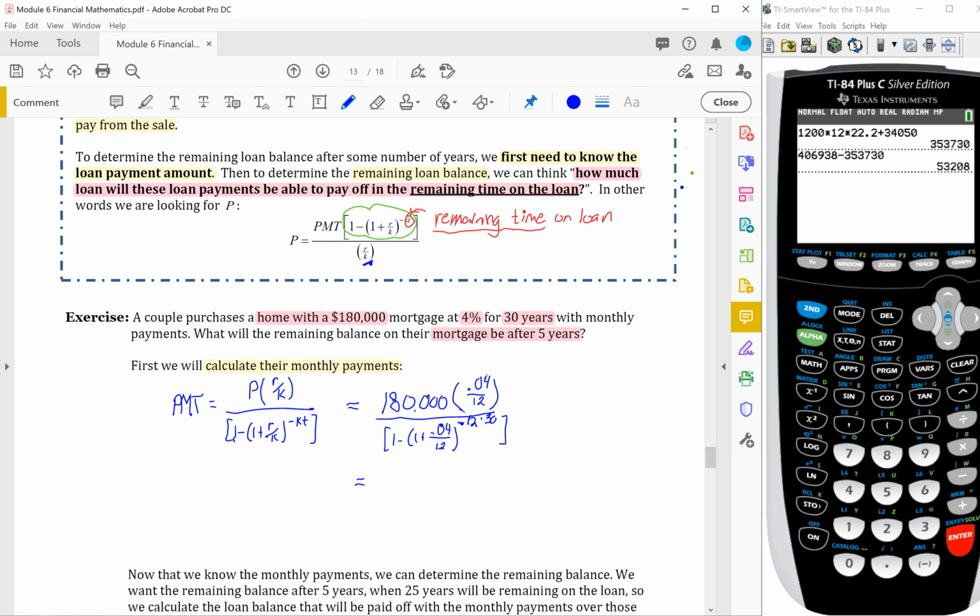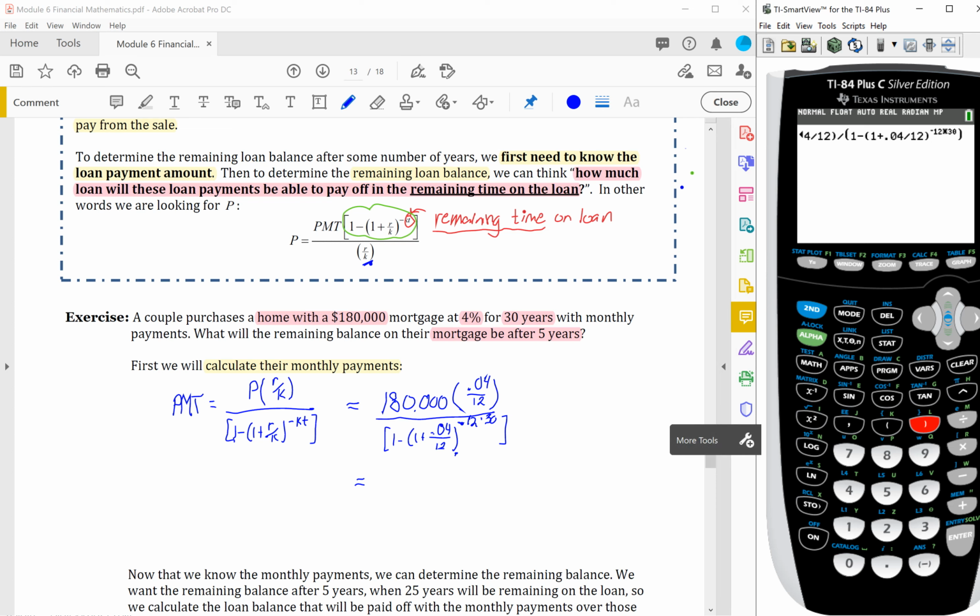Okay, grab your calculator, make sure you can duplicate these values that I have. So 180,000 times the 0.04 divided by 12. Divide by parenthesis the 1 minus the 1 plus the 0.04 divided by 12. Close that parenthesis that represents this parenthesis at the end. Raise to your exponent negative 12 times 30. Then you're going to get out of the exponent by pressing the arrow key and put another parenthesis that represents this bracket at the end.